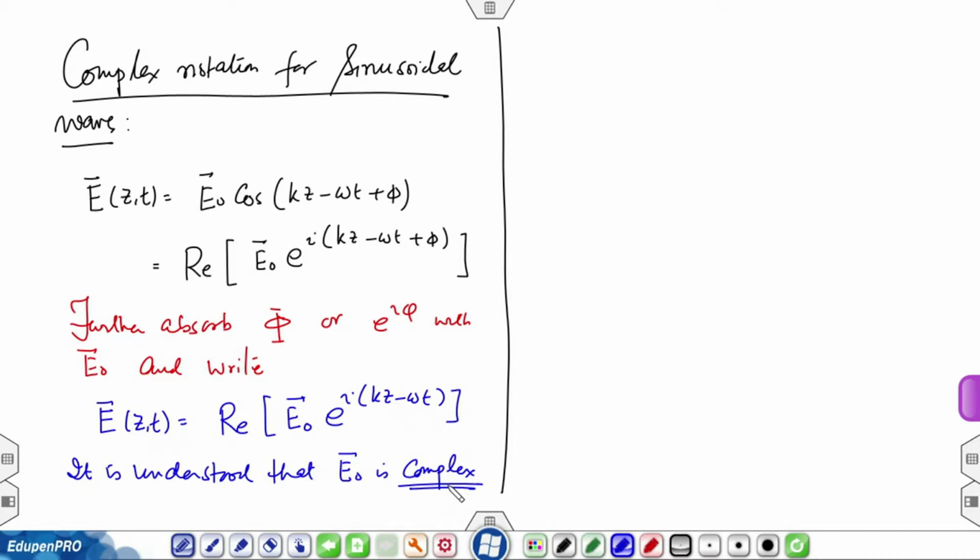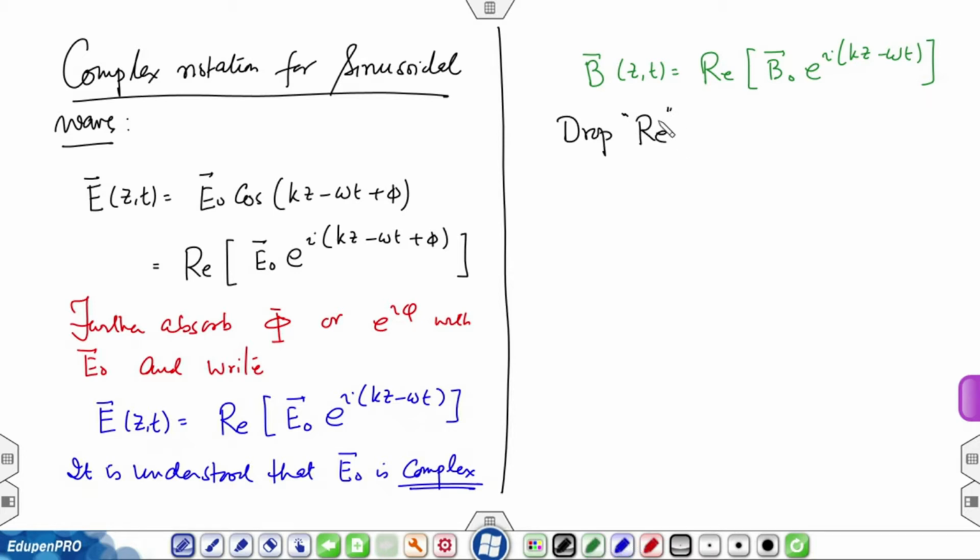So, now once I introduce that, I have to really work out how different quantities are calculated. So, first let me write B also, B(z,t) equals real part of B 0, which is understood to be complex, e raised to i (k z minus omega t). Now, so we are saying that the wave equation admits these solutions. However, they are not complete solutions until I really specify what B naught and E naught are and what conditions they satisfy. Now, I am going to drop writing real all the time, and we understand that finally, I have to take the real part of this whole thing.